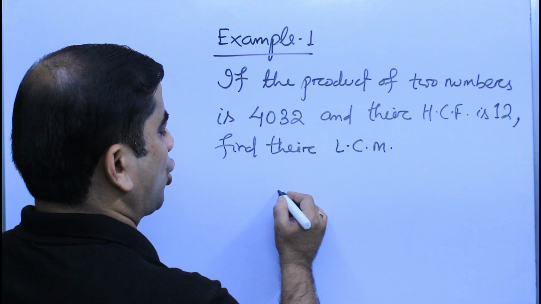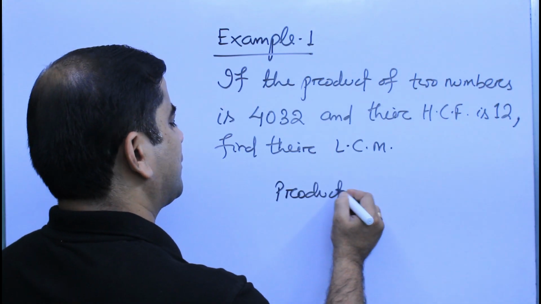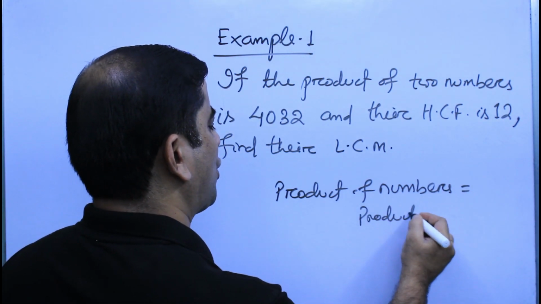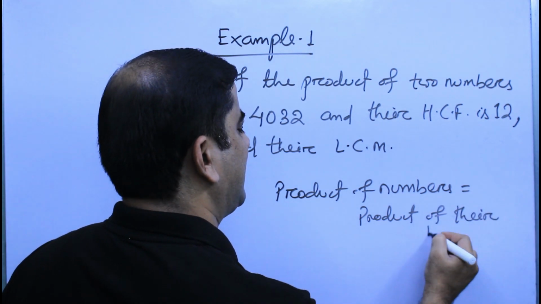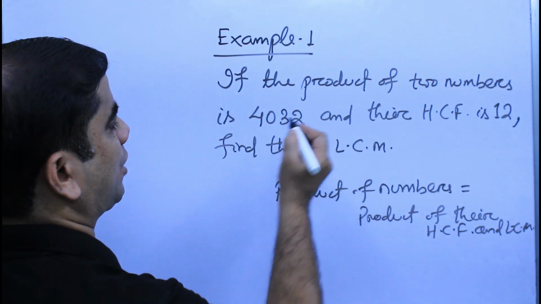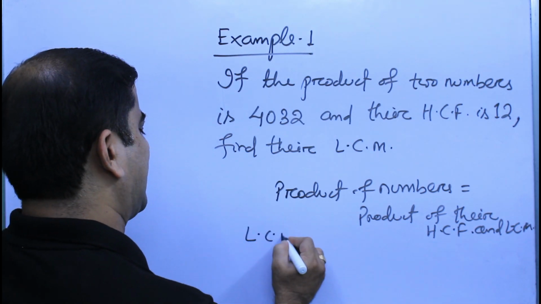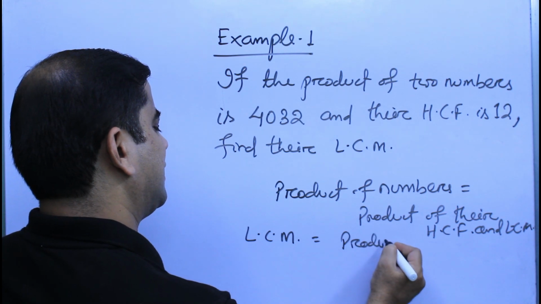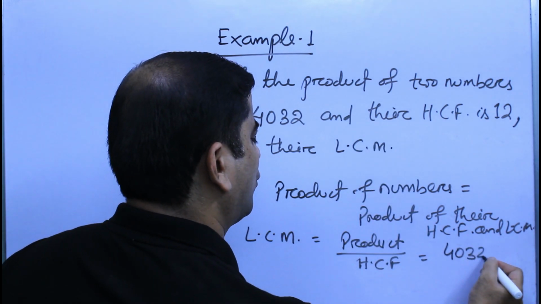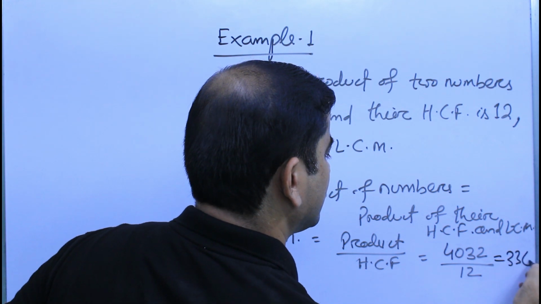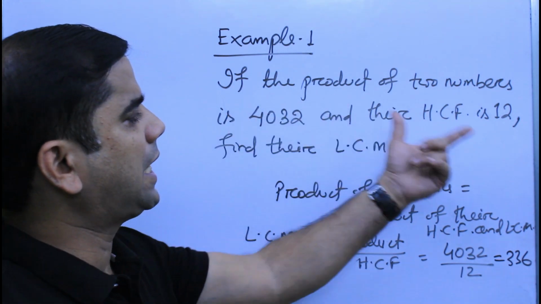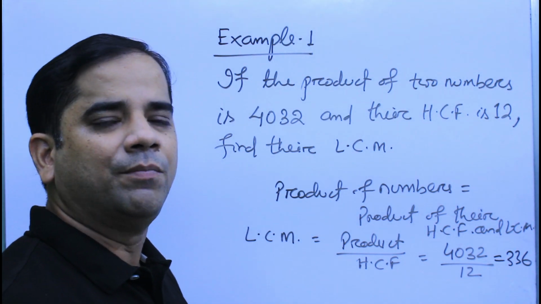Because what do we know? The product of numbers is equal to the product of their HCF and LCM, right? So now what will we do? The product of numbers is given, so when we find the LCM, it will be the product divided by HCF, right? So the product given is 4032, and the HCF is 12. So see, we don't have the numbers, okay, but we have the product of the numbers and their HCF, so we have found out the LCM of the numbers.